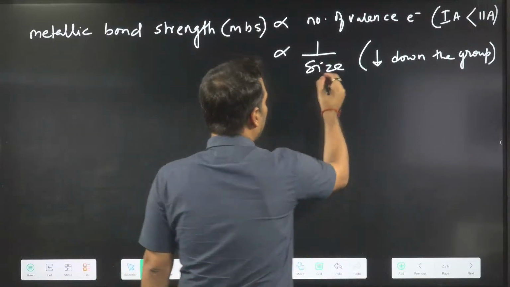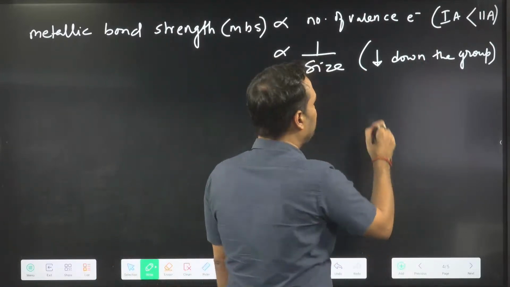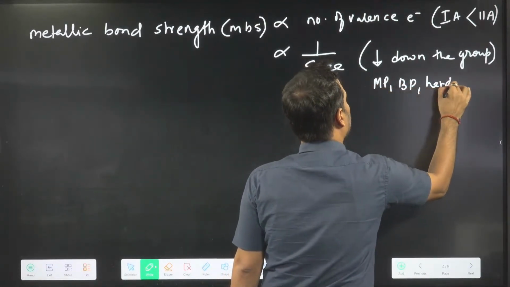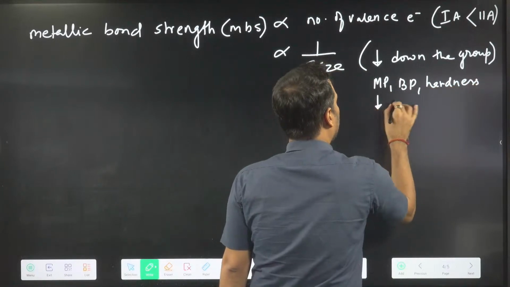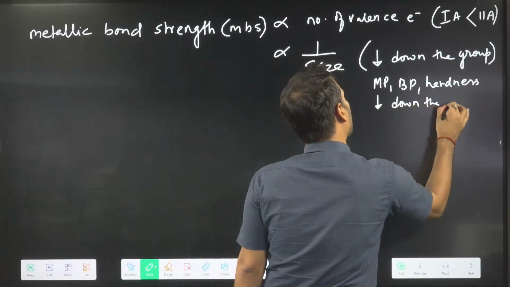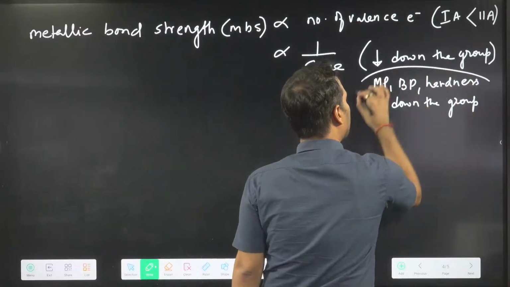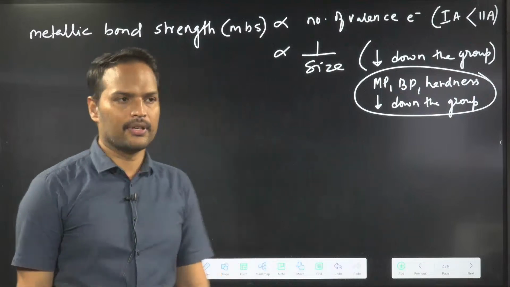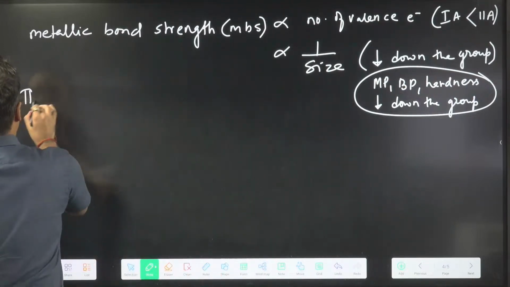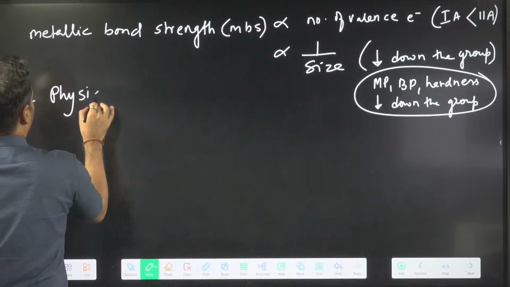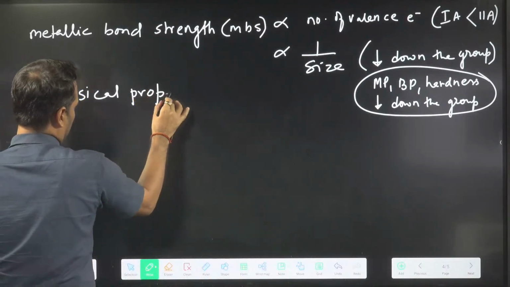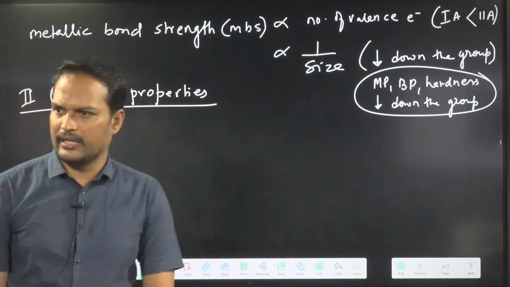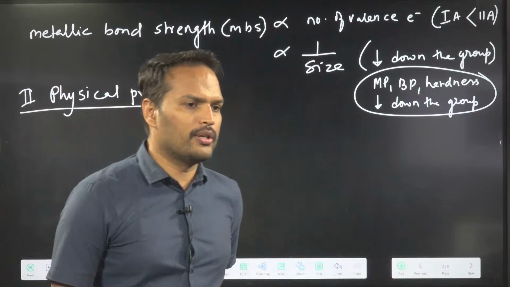So if metallic bond is decreasing down the group, you can say that melting point, boiling point, hardness in general order decrease down the group. This is a general order. We will have some exceptions also. Okay, clear with this point? So in the next class we will start with physical properties. In this we will talk about density, hardness, melting point, boiling point. So is this clear to everyone?